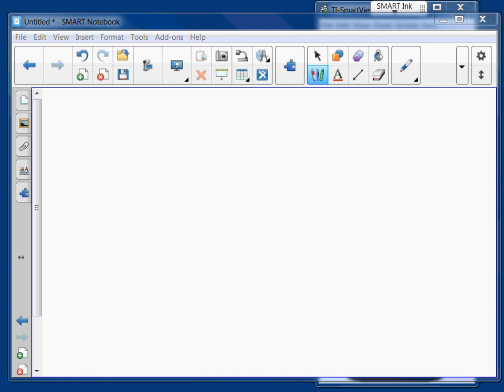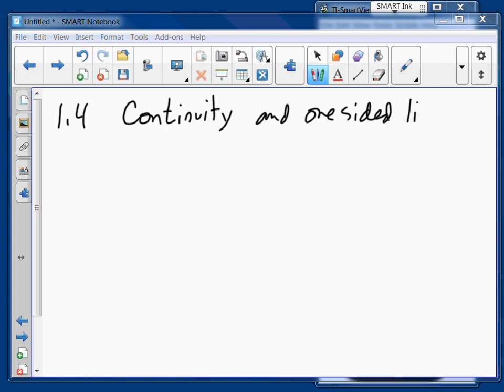All right, 1.4. Continuity and one-sided limits. All right, so continuity is a big issue. It's a very important issue for calculus. It's the base. We have to have a base understanding of continuity before we get into derivatives.